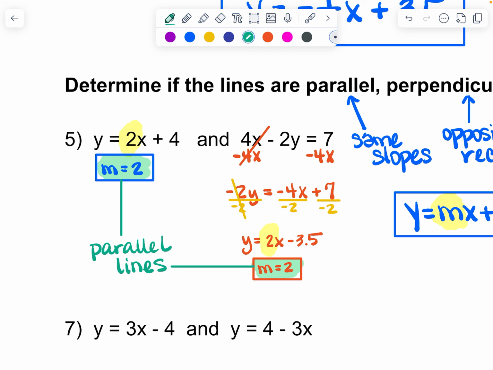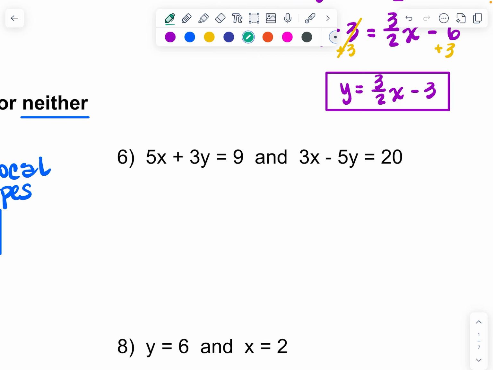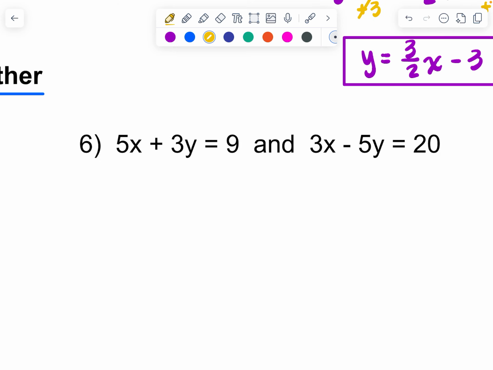Okay. All right, so basically it's the same thing from here on out. Okay, so hopping over here. Oh, unfortunately, these are both in standard form, so I'm going to convert them both into y equals mx plus b. So again, it's the same two steps. We subtract the x term because he's positive.